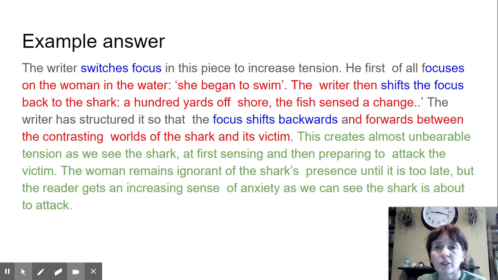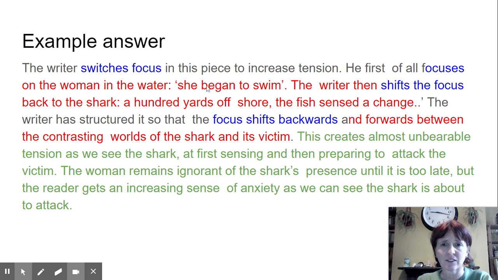Here's my answer. So the writer switches focus. That's a naming, because switch focus is a technical term, in this piece to increase tension. That could have been green, actually, because that's a slight bit of analysis, but never mind. He first of all focuses, focus again is a technical term, on the woman in the water. She began to swim. The writer then shifts the focus back to the shark. 100 yards offshore, the fish sensed a change. All these bits are where I found structural features.